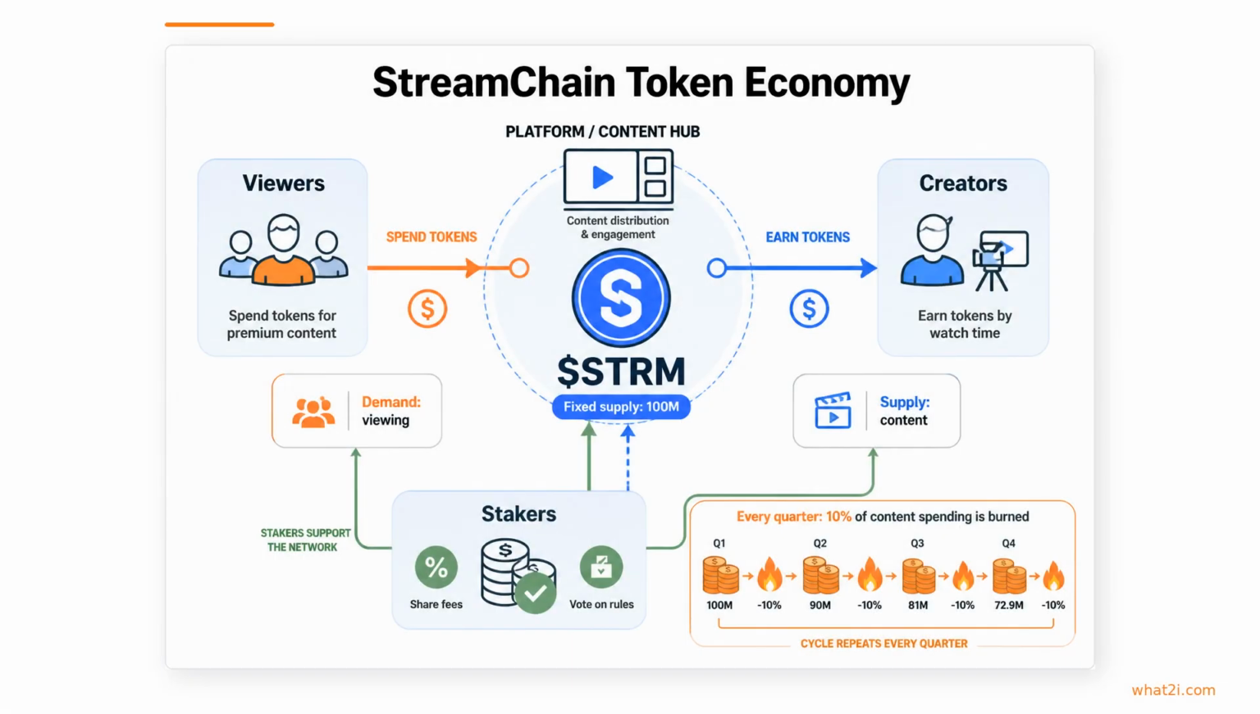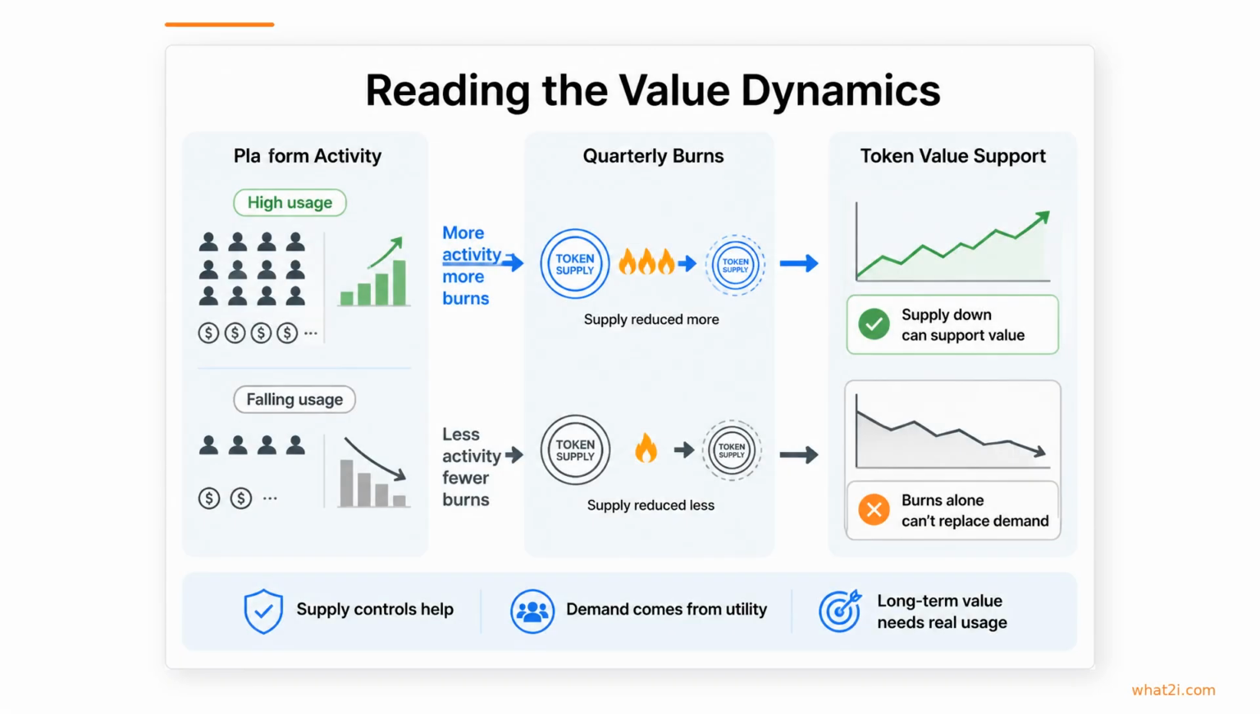Streamchain makes tokenomics concrete. Viewers create demand by spending STRM for premium content, while creators earn STRM as they keep people watching. Because the supply is fixed at 100 million and stakers can share fees and help govern the system, the economy has built-in incentives on both sides. The quarterly burn adds one more control by permanently removing 10% of content spending, which can help support scarcity over time. Quarterly burns can reduce the number of tokens in circulation, and that can help support value.